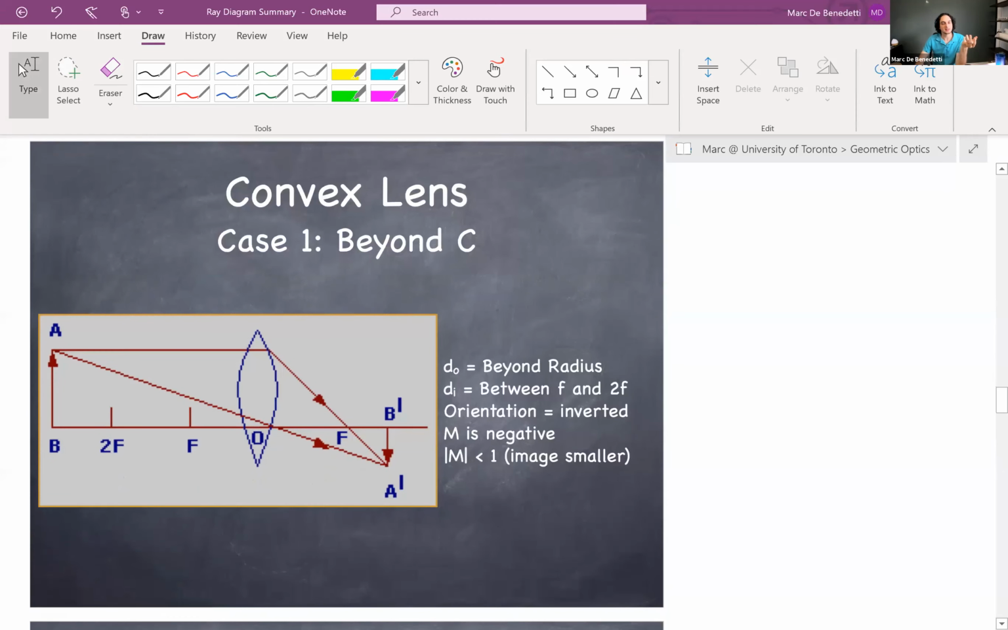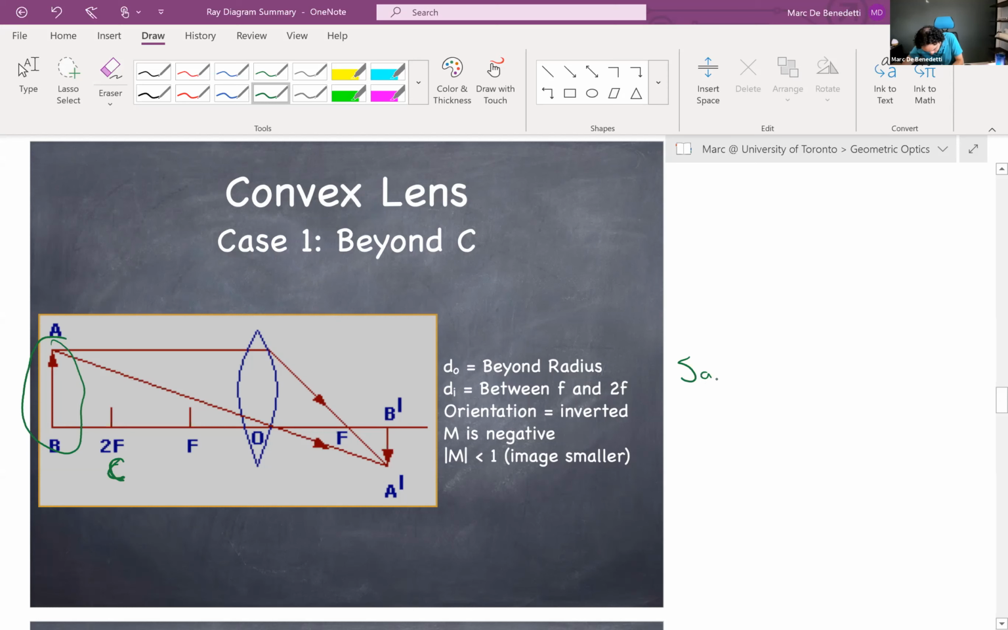Okay, then we moved on to lenses. With lenses, we're going to do something similar to what we did with the converging mirror. Instead of calling it a concave mirror, we're calling it a convex lens, because the convex lens is what converges, whereas a concave mirror is what converges. Here again, we're going to have similar patterns. If you have the object placed beyond the center of curvature, or the radius of curvature, then you're going to get a real image that's inverted and smaller, in between f and 2f.